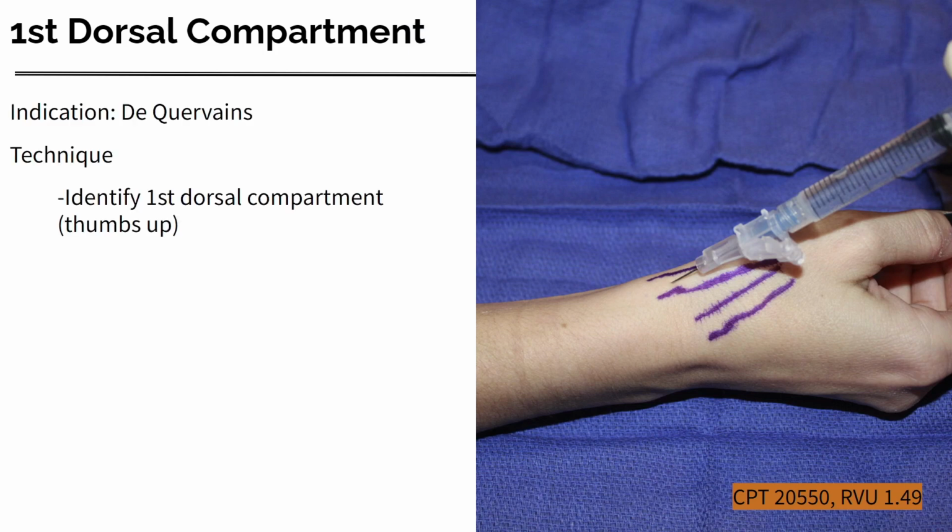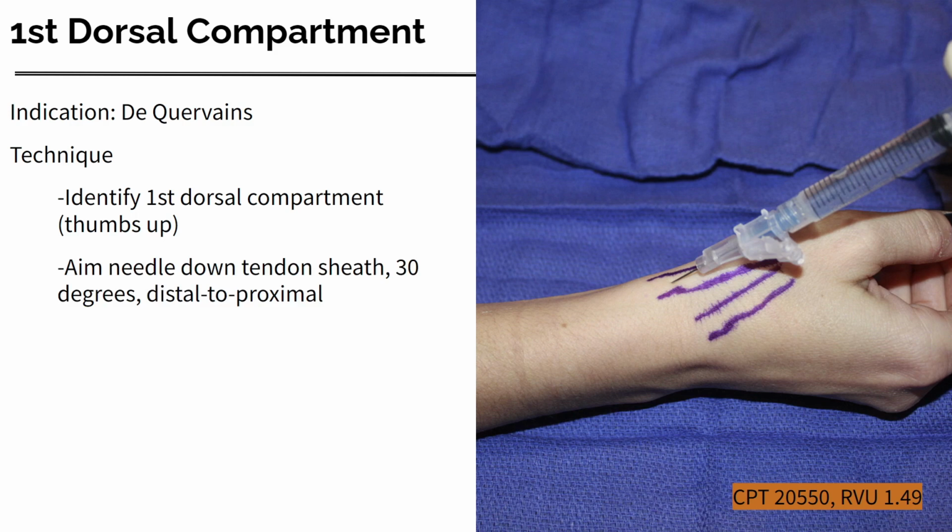Okay. Basically, you want to identify the first dorsal compartment with a thumbs up maneuver. That'll help you find the tendon sheath and your target, which is marked in purple on the picture. You want to aim the needle down the tendon sheath about 30 degrees off the skin, distal to proximal. And the big thing is if you're in the right spot, you will see the fluid track down the tendon sheath. You sometimes have to advance or withdraw the needle just a little bit to make sure you're there.